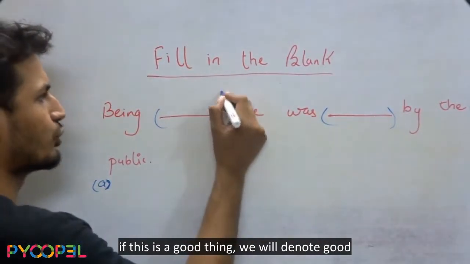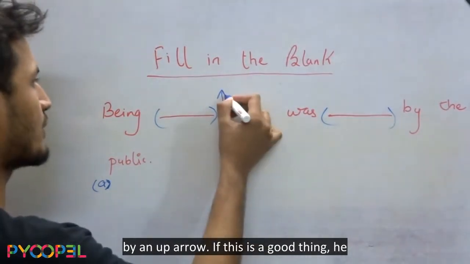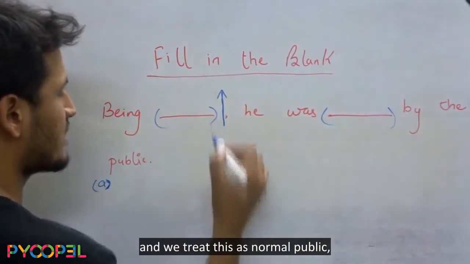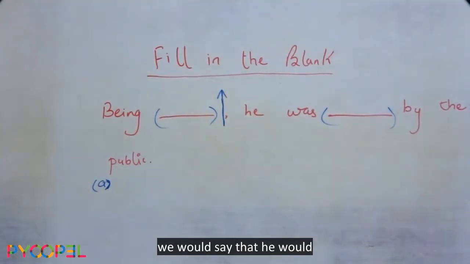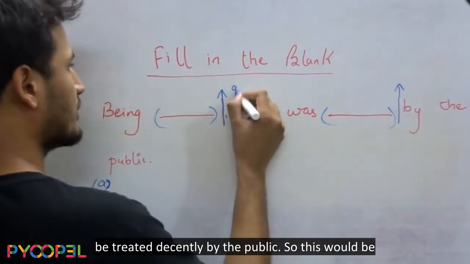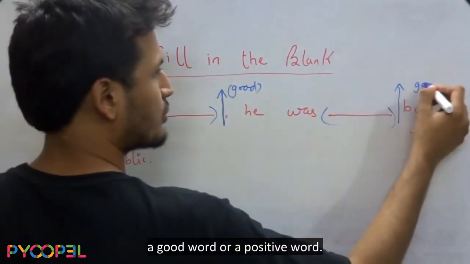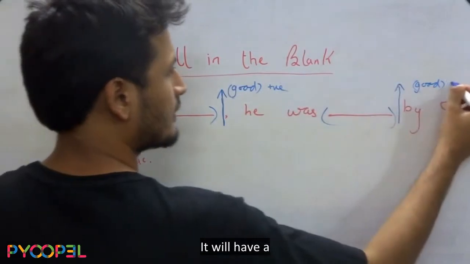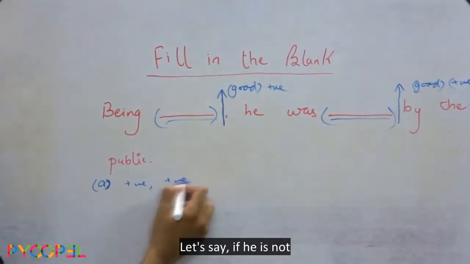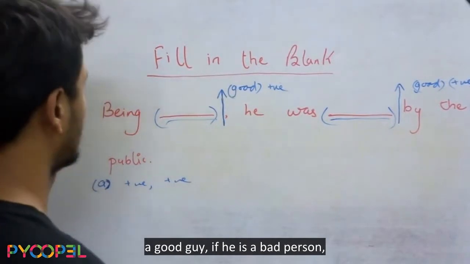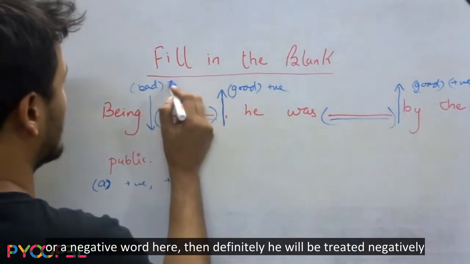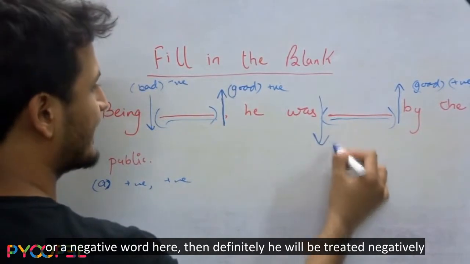Let's say if this is a good thing, we'll denote good by an up arrow. If this is a good thing, he was dashed by the public. I think if he's good and we treat this as normal public, we would say that he would be treated decently by the public. So a good word or a positive word will have a positive accompaniment in the option. Positive word, positive word. Let's say he's not a good guy, let's say he's a bad person. If it's a bad word or a negative word here, then definitely he'll be treated negatively by the public.